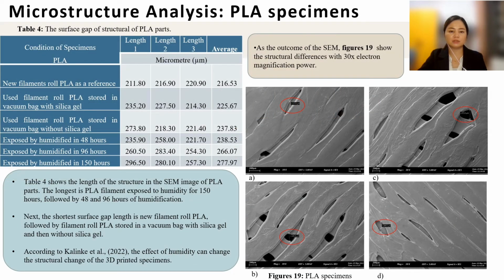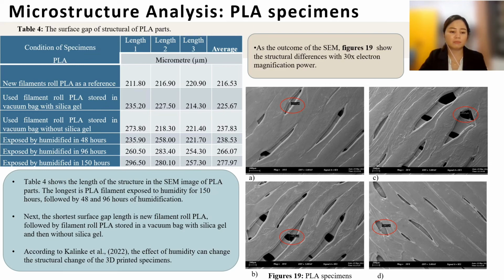Microstructure analysis using PLA specimen. Figure 19 shows the structural difference at 30 times SEM magnification. Three surface morphology gap length positions were taken in each of the specimens and the length values were averaged. Structural changes are visible in each SEM image, along with significant changes in length. Table 4 shows the length of the structure in the SEM image of the PLA part.